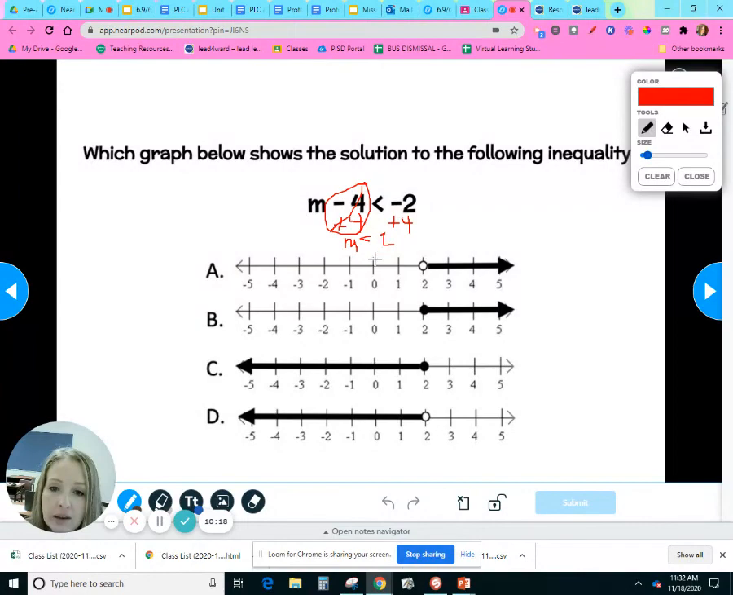Okay, first thing I see is that the symbol is pointing me to the left, so I'm going to go ahead and get rid of these two that are going to the right. And then the only difference between C and D is the circle. One is closed, one is open. My symbol here does not have a line, so it does not need a mouth guard. So I'm going to get rid of C, and D would be my answer.